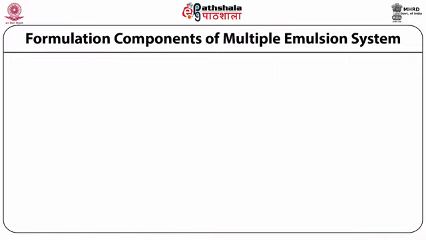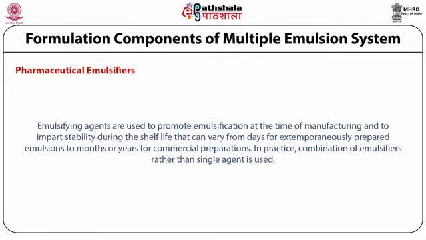The second component of multiple emulsion is pharmaceutical emulsifiers. Emulsifying agents are used to promote the emulsification at the time of manufacturing and to impart stability during the shelf life, that can vary from days for extemporaneously prepared emulsions to months or years for commercial preparations. In practice, a combination of emulsifiers rather than a single agent is used.